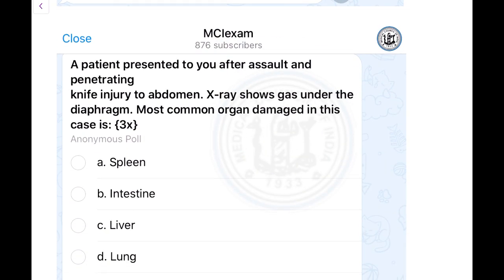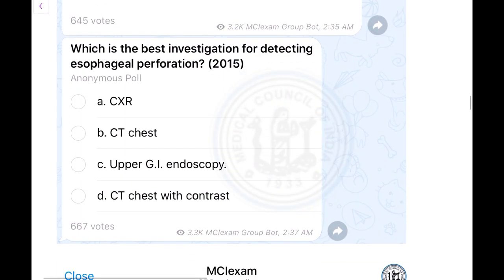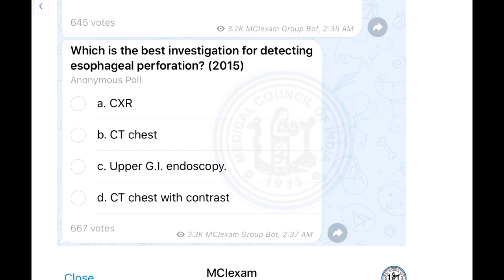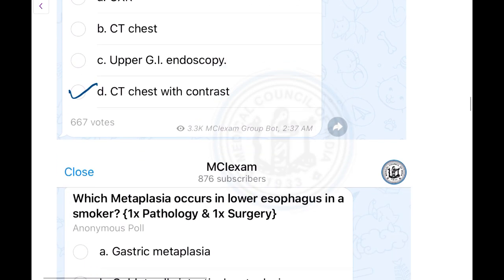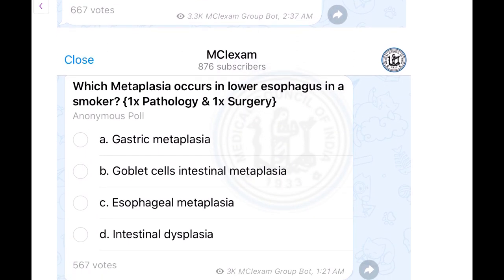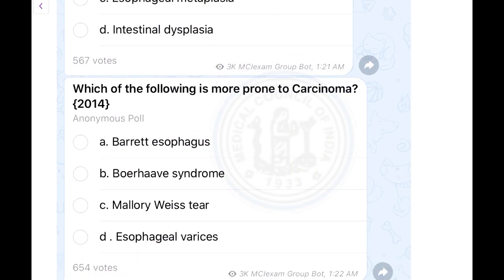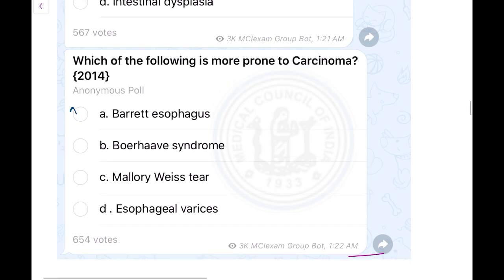A patient presented to you after assault and penetrating knife injury to abdomen. X-ray shows gas under diaphragm. Most common organ damage in this case is intestine. Which is the best investigation for detecting esophageal perforation? CT chest with contrast. Which metaplasia occurs in lower esophagus in a smoker? Goblet cells, intestinal metaplasia. Which of the following is more prone to carcinoma? Barrett esophagus.